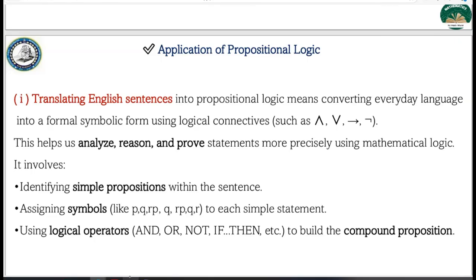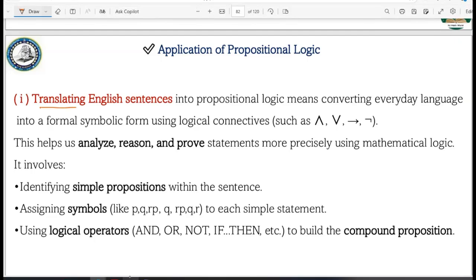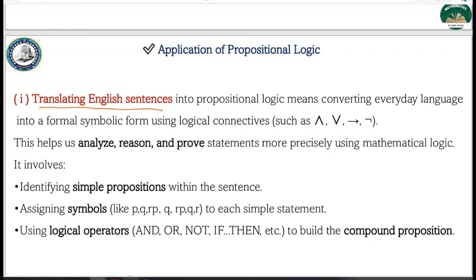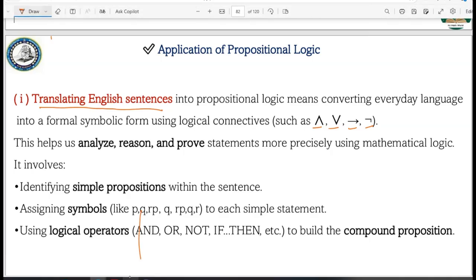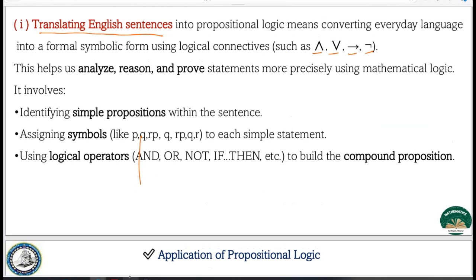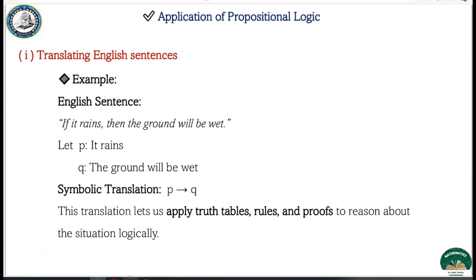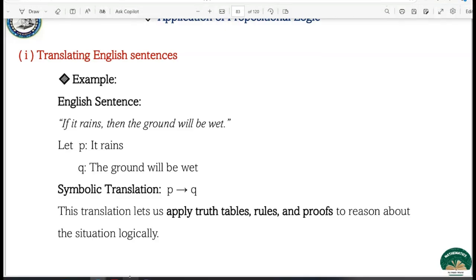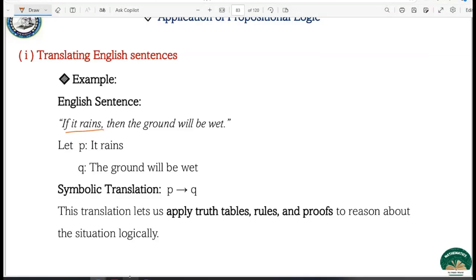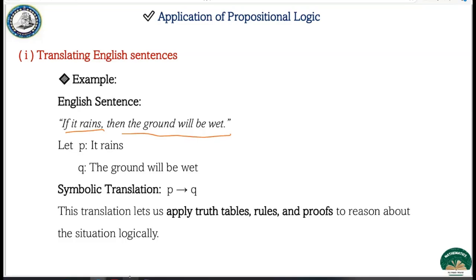We use propositional logic for translating English sentences. We translate English sentences by using the symbols AND, OR, if and only if, if then, and negation. In previous slides, I've already explained how to convert a statement into symbols. The second one is translating English sentences, for example, if it is raining, then the ground will get wet. P: it rains. Q: the ground gets wet. So it is P implies Q.